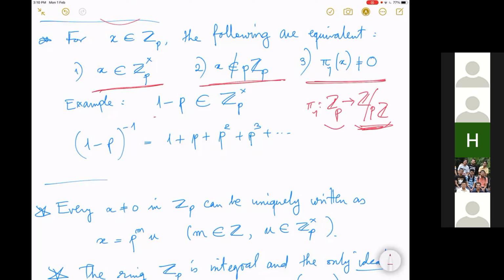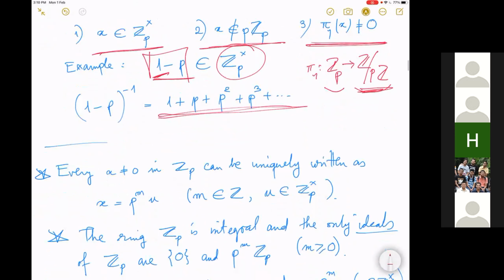Anyway, let's, just as an example, look at this element 1 minus p. It's in Z_p star because what is it modulo p? Modulo p, it's equal to 1. So modulo p, it's not 0, and therefore it has to be invertible. And in fact, you can check that its inverse is this element here. (1 minus p) inverse is 1 plus p plus p squared plus p cubed, and so on. Okay.